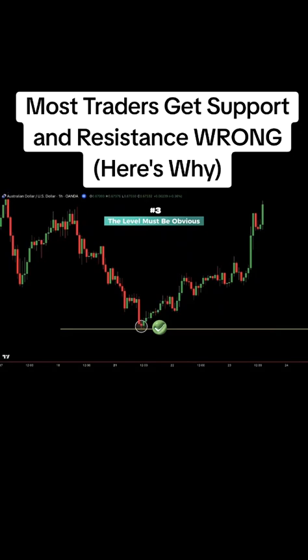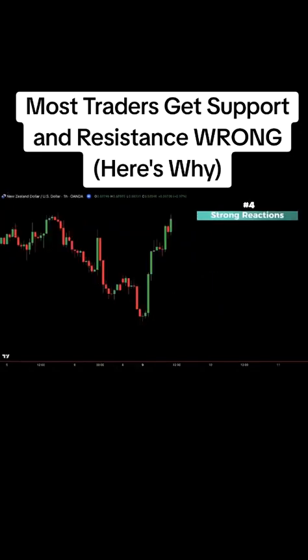Strong and aggressive reactions. When price moves away from a level with speed and momentum, forming large candles and sharp movements, it indicates strong buying or selling pressure. The more powerful the reaction, the more significant that level becomes. These explosive moves often reveal where institutions have entered the market and left their footprint.